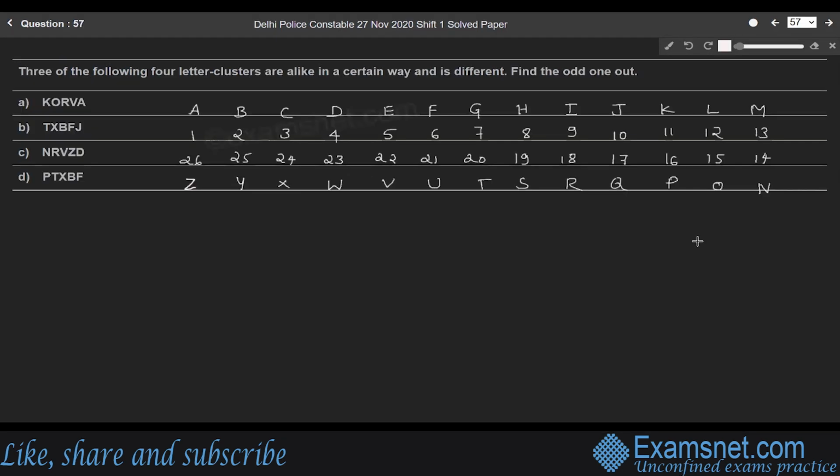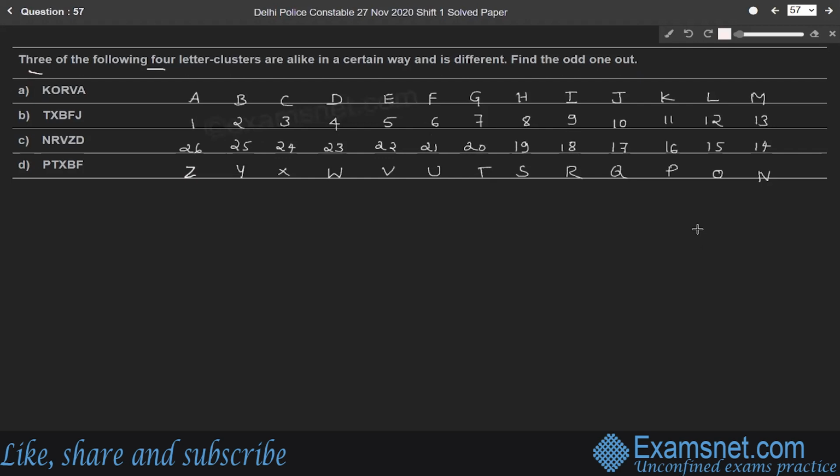Question 57. Three of the following 4-letter clusters are alike in a certain way and one is different. Find the odd one out. Here, positional values of alphabets are written. So, option A, K, O, R, V, A. In that, the positional value of K is 11 plus some number is equal to O, whose positional value is 15. So here 11 plus 4 is 15, which is the positional value of O.